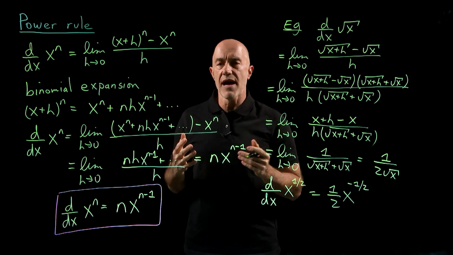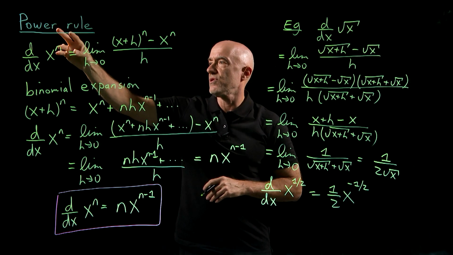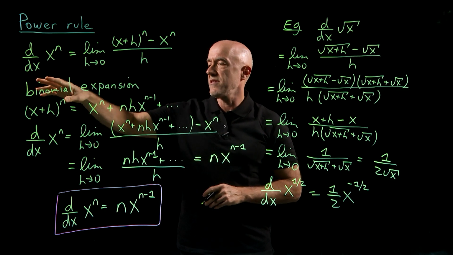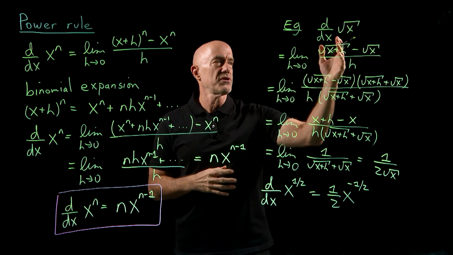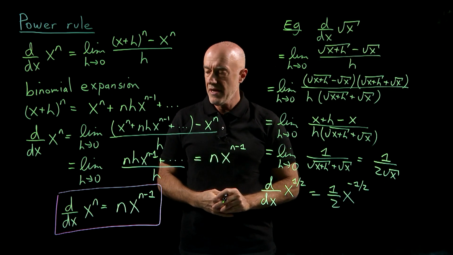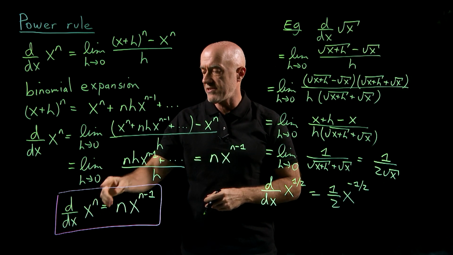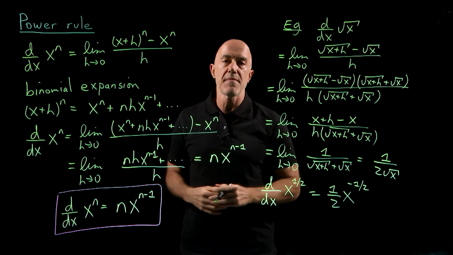So let me summarize. Here we've derived the power rule for positive integer exponents using the binomial expansion. I also showed you that it holds for the square root function. So the power rule to be remembered is that the derivative of x to the nth is equal to n times x to the n minus 1.